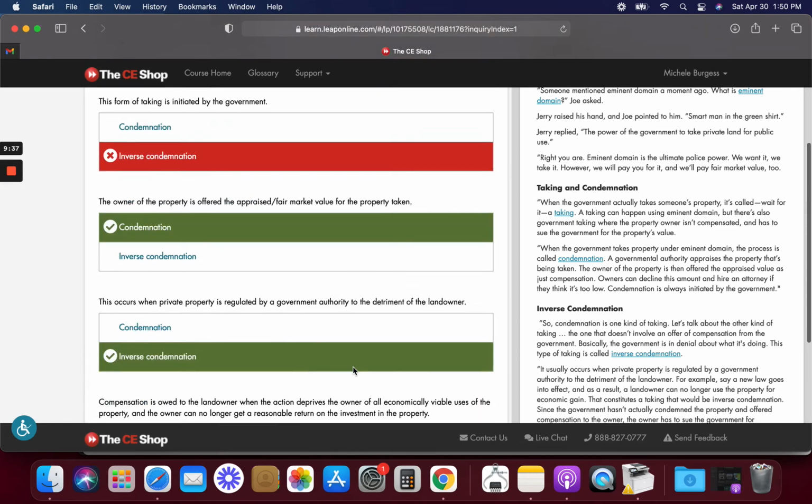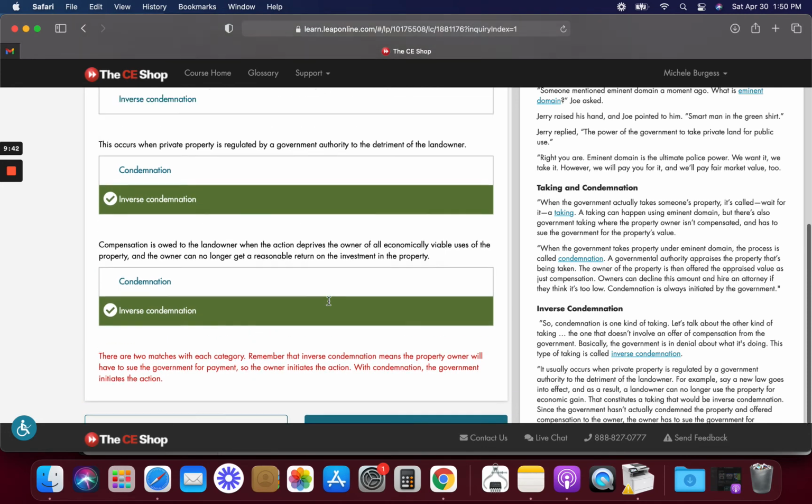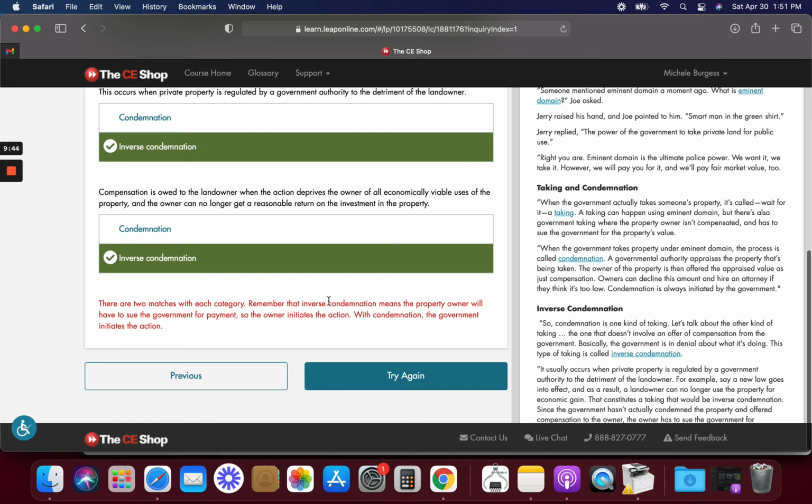Okay, so the first one is condemnation. The first 2 are condemnation. The last 2 are inverse condemnation. Remember that inverse condemnation means the property owner will have to sue the government for payment. So the owner initiates the action. Now with condemnation, the government initiates the action. So inverse is the property owner initiates a lawsuit. Condemnation, the government.